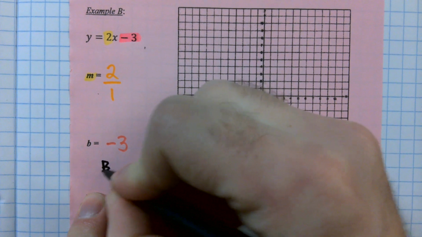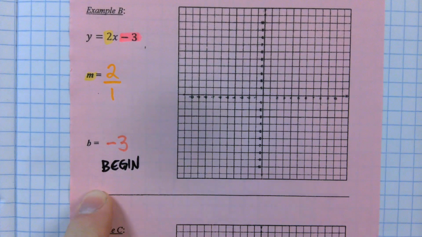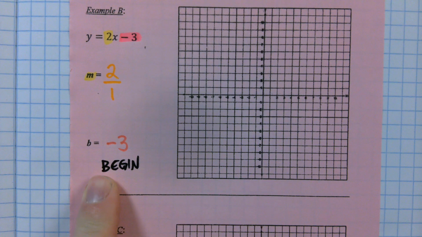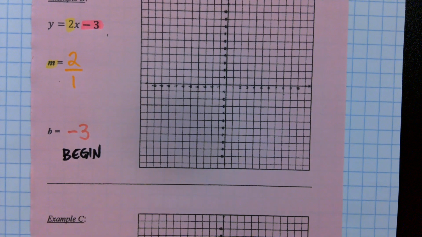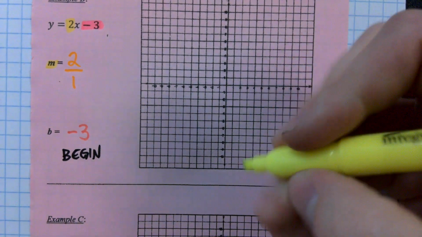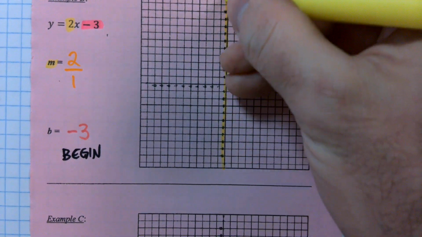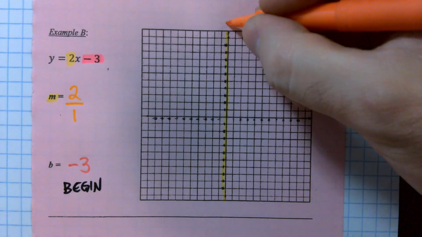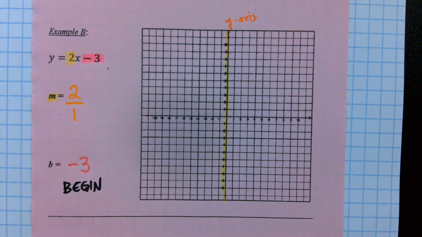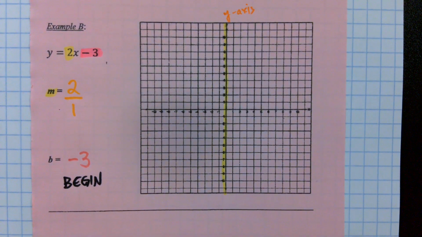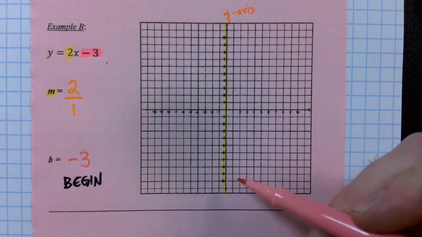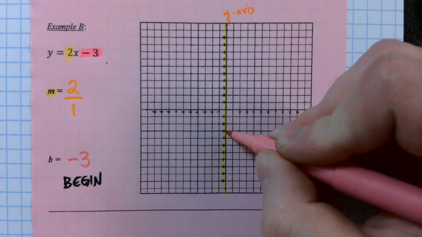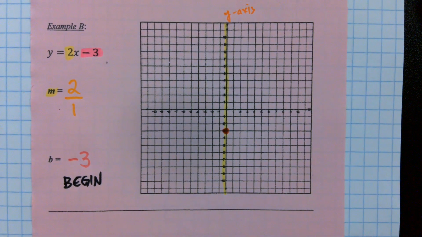So -3, that's where we're going to begin. That's why it's called the B. Okay, we're going to begin at -3. Let's go ahead and highlight our y-axis. Everybody highlight their y-axis? Is -3 going to be above the origin or below the origin? Below, because it's negative. So I'm going to go down to -3, and I make my beginning dot right there.